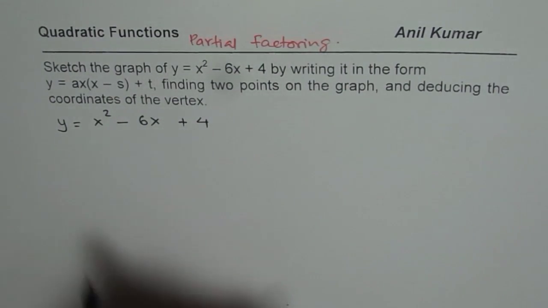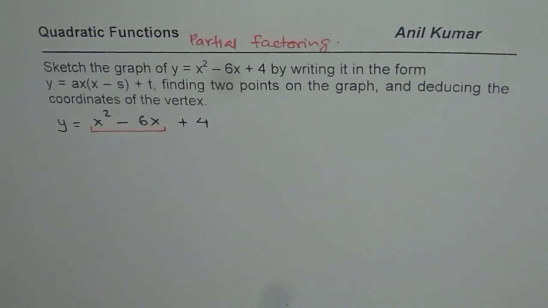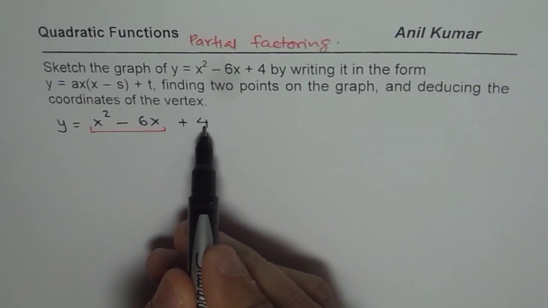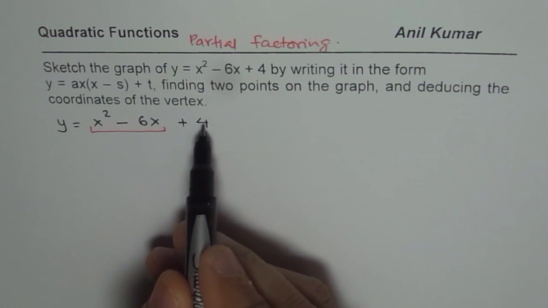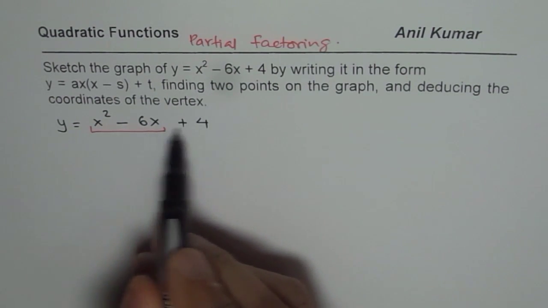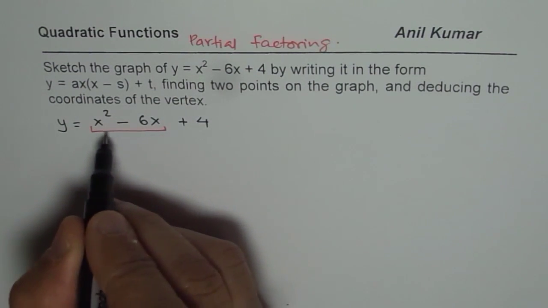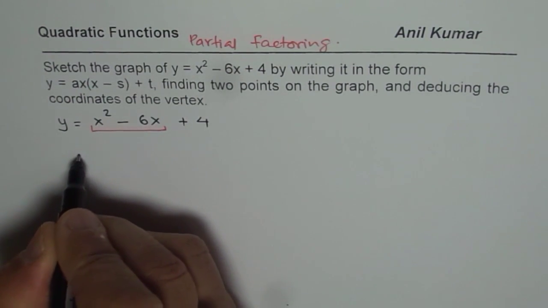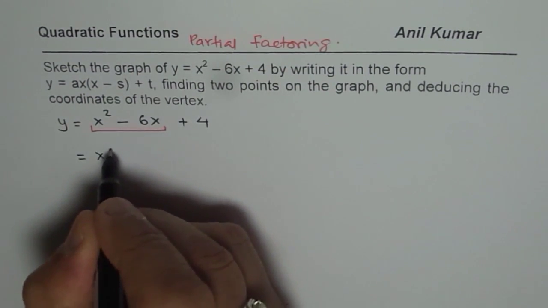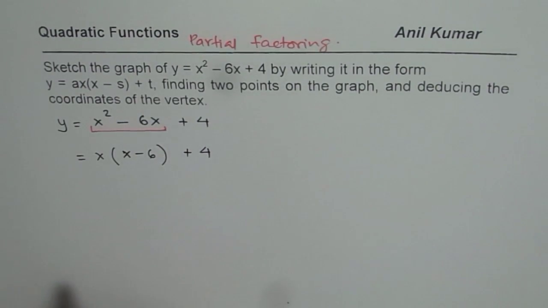Partial factoring means we'll just factor the first two terms and not the whole equation, right? Now if you try to factor the whole equation, in this case you can't. 4 is a multiple of 4 and 1, 2 and 2. They don't add up to minus 6. So you just can't factor it easily. But we can partial factor any equation which is quadratic. So partially, x will always be common. Just take that x common and you're left with x minus 6 in this case, plus 4.